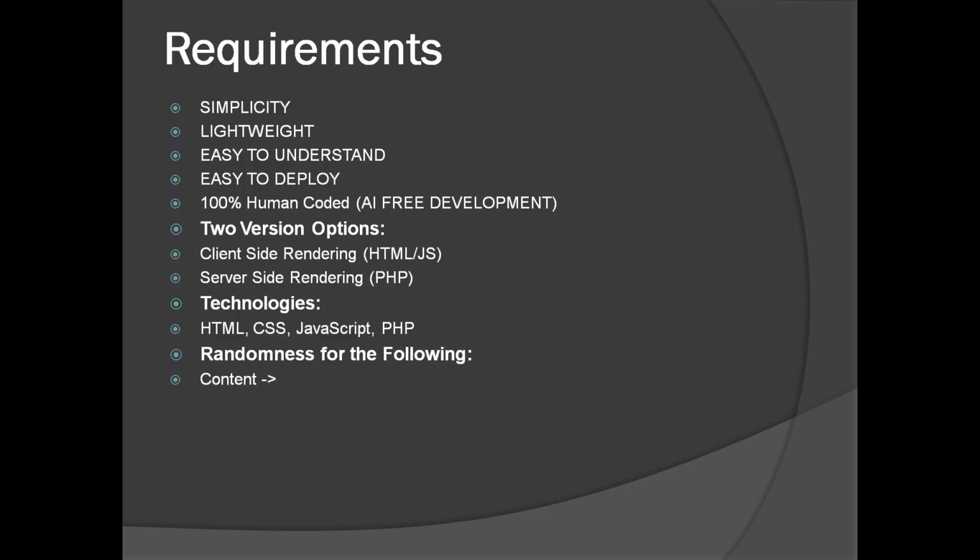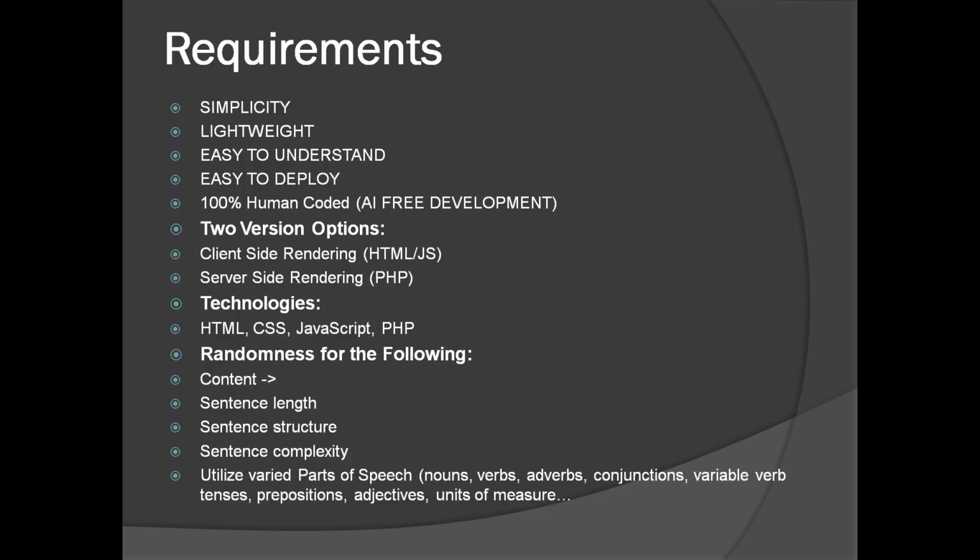Randomness for the following: content, random sentence length, random sentence structure, random sentence complexity. Randomness in the way of parts of speech are utilized, meaning nouns, verbs, adverbs, conjunctions, variable verb tenses, prepositions, adjectives, units of measure, states of being, and so forth. All parts of the HTML, like the SEO, meta tags, tab title, navigation, body content, and links, are all randomized.